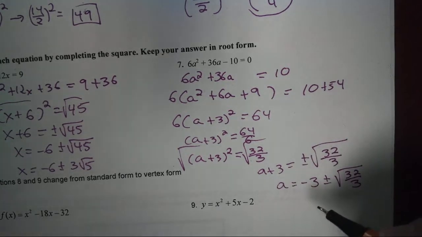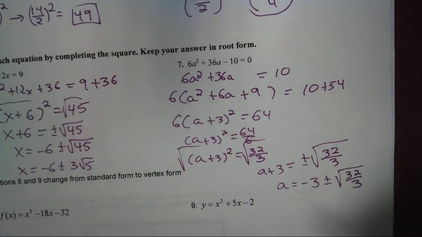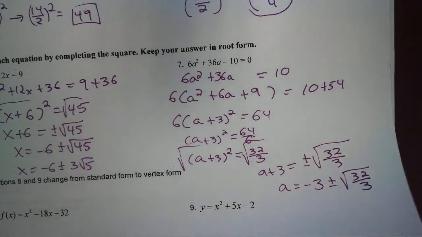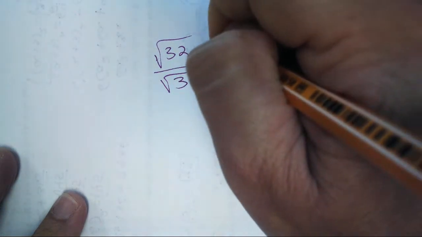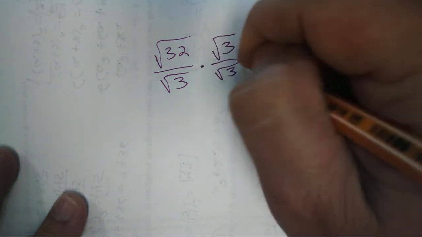And if you got that far, you got most of your credit. However, we can go further with that. We can rationalize that denominator. So again, rationalizing the denominator. If you have root 32 over square root 3, rationalizing the denominator means you're not allowed to have a square root on the bottom. So we always multiply by its square root. What we do to the bottom, we have to do to the top.